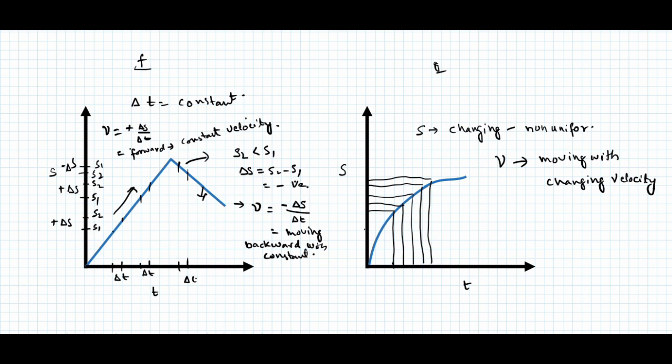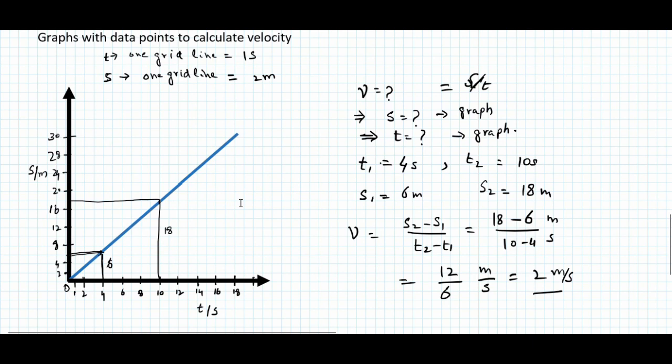Now we have another graph with data points. It is a straight line, and time interval is taken along the x-axis, which is marked, and displacement along the y-axis, which is marked 2, 4, 6, 8, 12. We first take two time intervals, first T1 at 4 seconds and T2 at 10 seconds, and see their corresponding displacements. At T1, S1 is 6 meters approximately, and at T2, 10 seconds, its displacement is 18 meters.